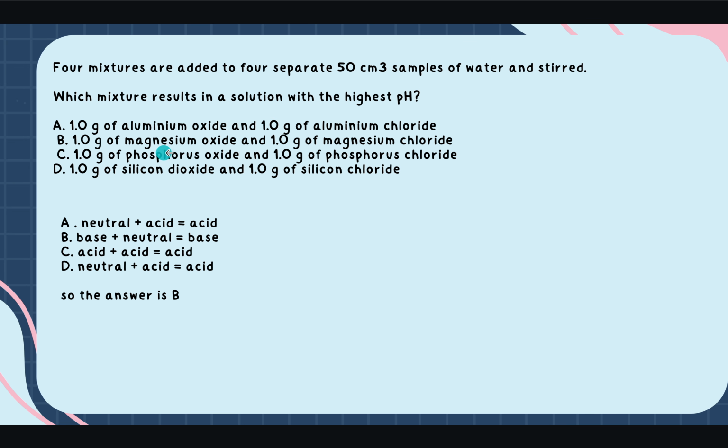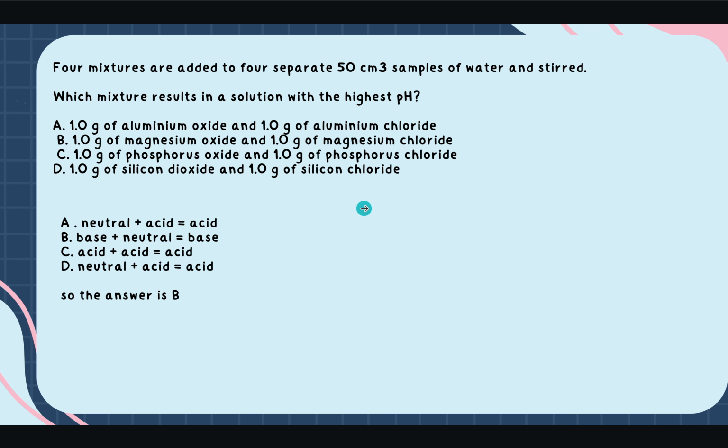And for option B, magnesium oxide and magnesium chloride is base plus neutral, and so the pH of the product will be basic. And in option C, we know that phosphorus oxide and phosphorus chloride are both acids, so it will result in an acid product. And in option D, silicon dioxide and silicon chloride are neutral and acid, which results in the pH of the product being acidic.